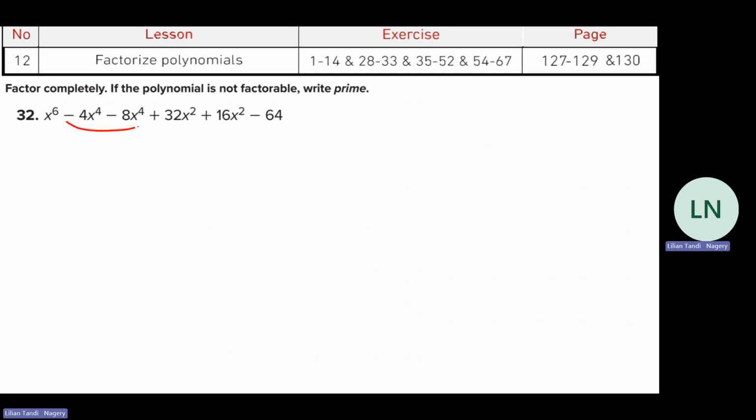Combine like terms. X to the 6th minus 12x to the fourth power plus, what is this?